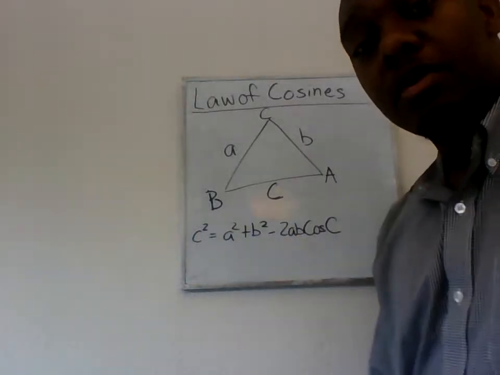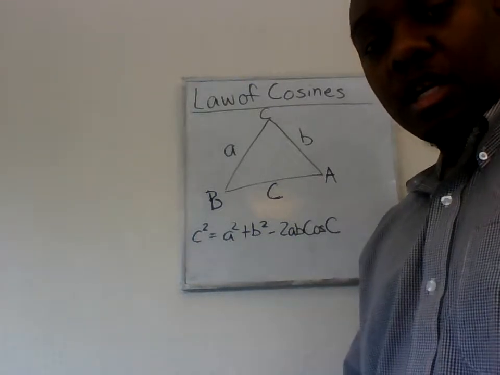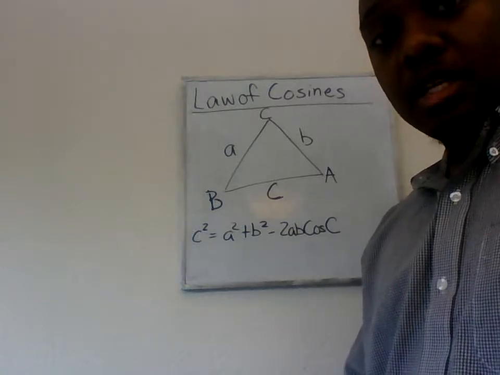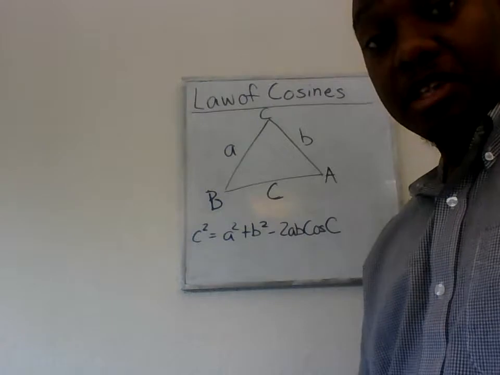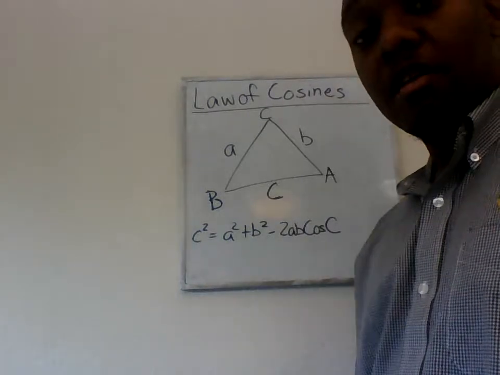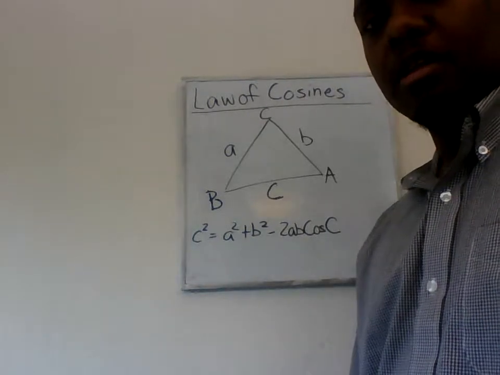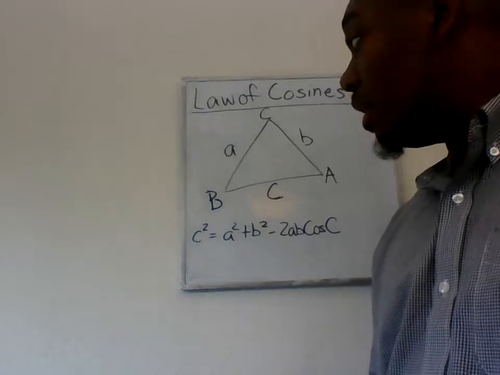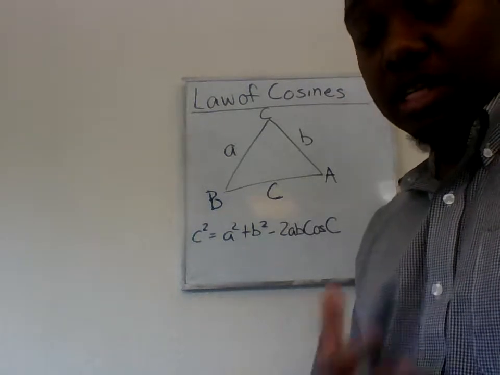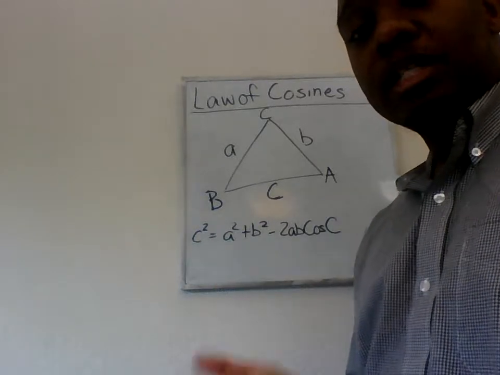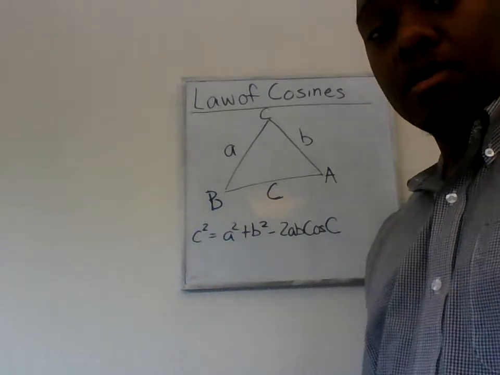Hello. So today we're going to look at the law of cosines. The law of cosines is actually very similar to the Pythagorean theorem. Actually, you could say the Pythagorean theorem comes from the law of cosines, though I believe the law of cosines was discovered after that. However, what it is, is that there is a relationship, again, as we've seen several times over and over again, between the sides of a triangle and their opposite angles.